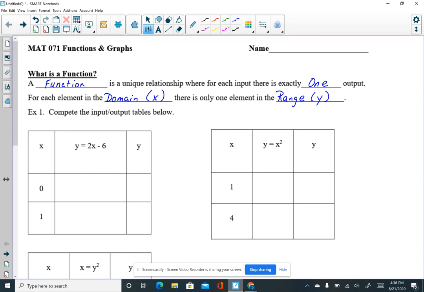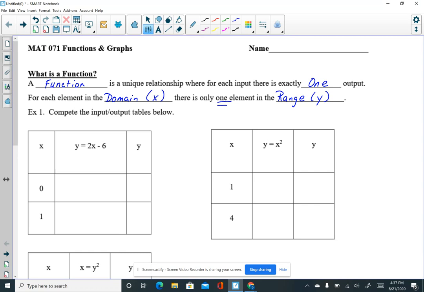So at the top, we're looking first at the definition of a function, and you can see here, I filled that in for us. A function is a unique relationship where for each input, there's exactly one output. In other words, for each element in the domain, and domain are your x values, there's only one element in the range, which are your y values.